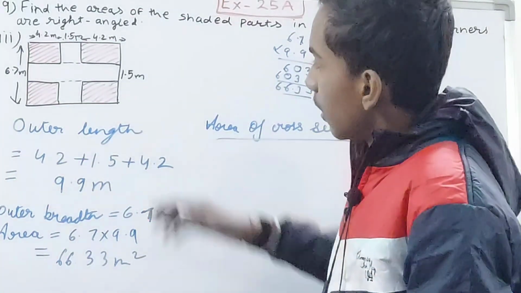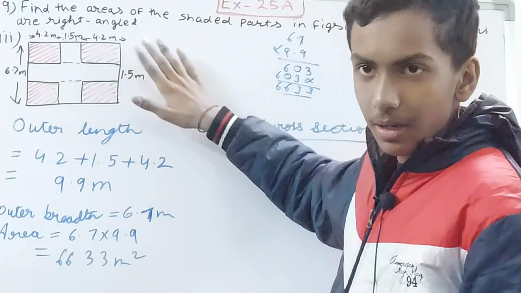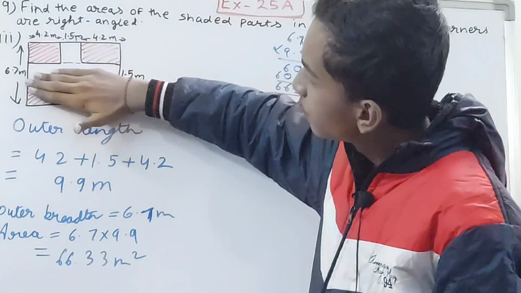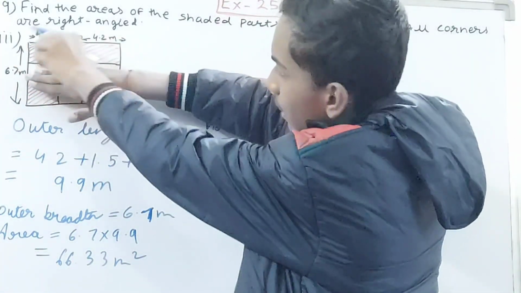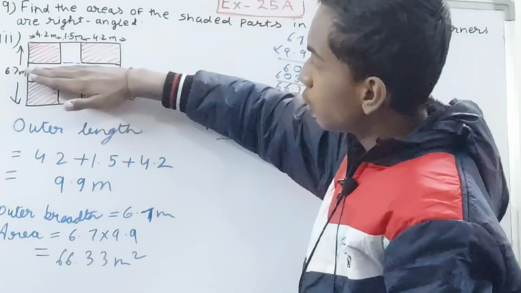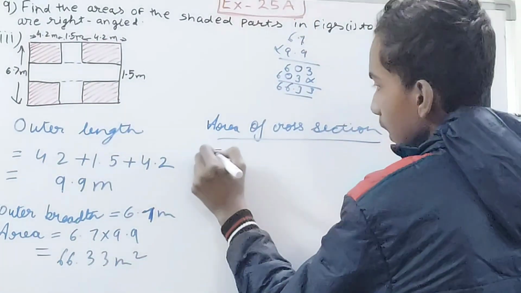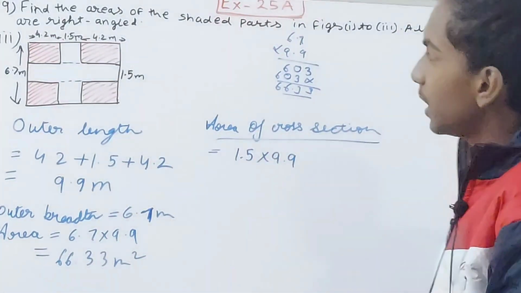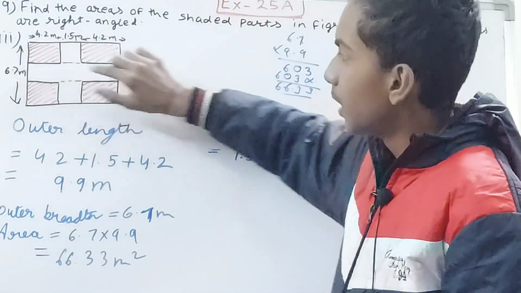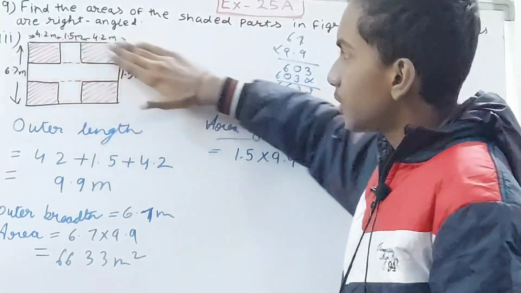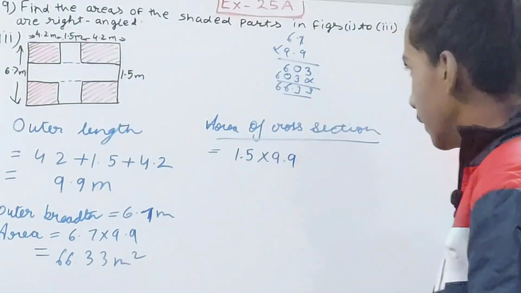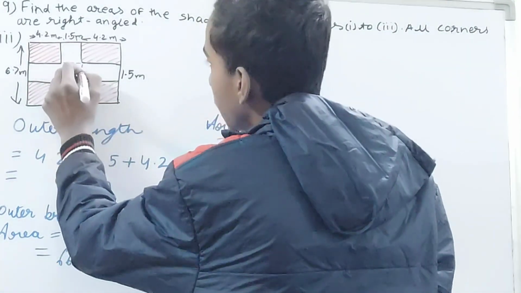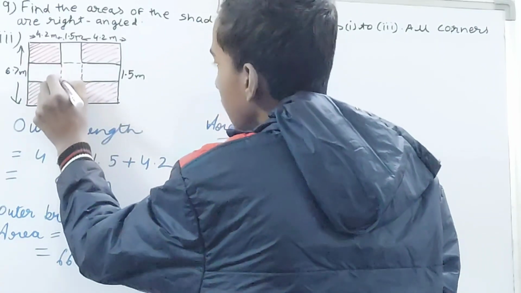See how, 1.5 here, okay, 1.5 here, and if you see this side, this length of the rectangle is actually equal to the outer length that we have just calculated. So that will be 1.5 into 9.9. This is the area of the first rectangle. You can see 1.5 is the breadth and 9.9 is your length. Now we will calculate the area of the second rectangle. How will that be formed? It will be formed like this.